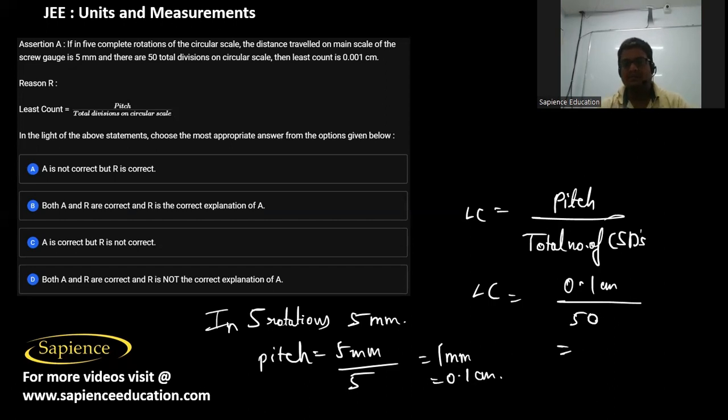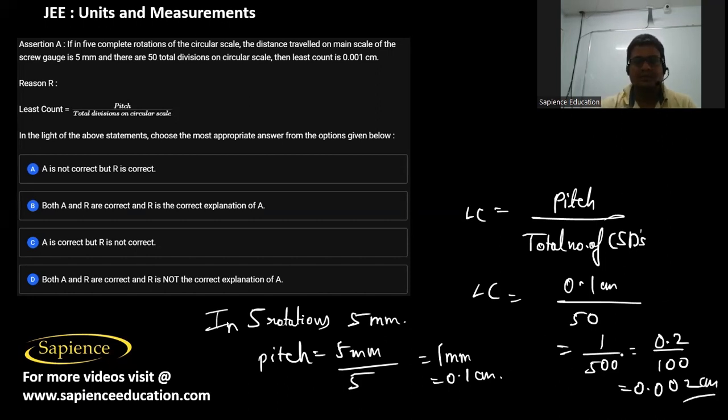So this will be equal to 1 by 500. So this is actually equal to 0.2 by 100, which is 0.002 centimeter. So it means the least count is 0.002 centimeter. And so A is not correct, but R is correct, since the reason is told: the least count is pitch by total divisions on the circular scale. So the reason is correct, but the assertion is wrong. So option A is the correct answer.